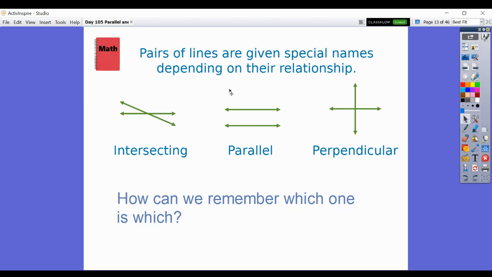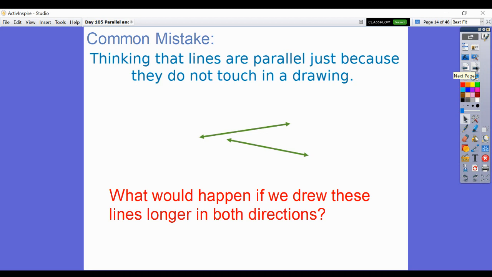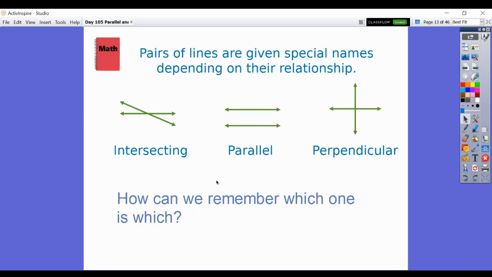Pairs of lines are given special names depending on their relationship. Intersecting, parallel, perpendicular. How can we remember which one is which? Common mistake, thinking that lines are parallel just because they do not touch in a drawing. What would happen if we drew these lines longer in both directions? Let me go back here for a moment. How can we remember which is which?